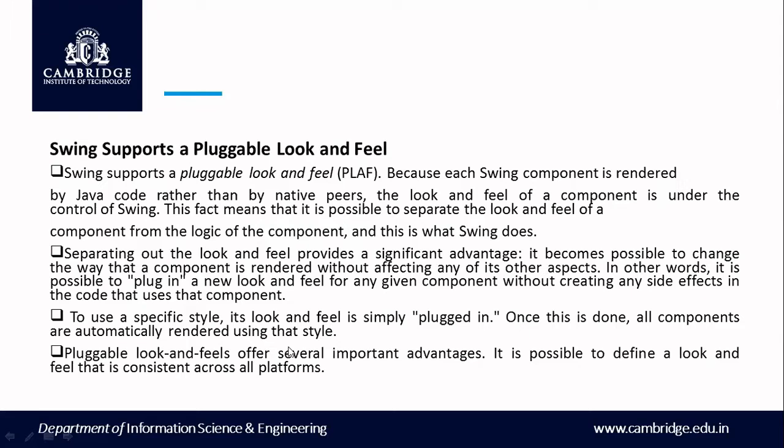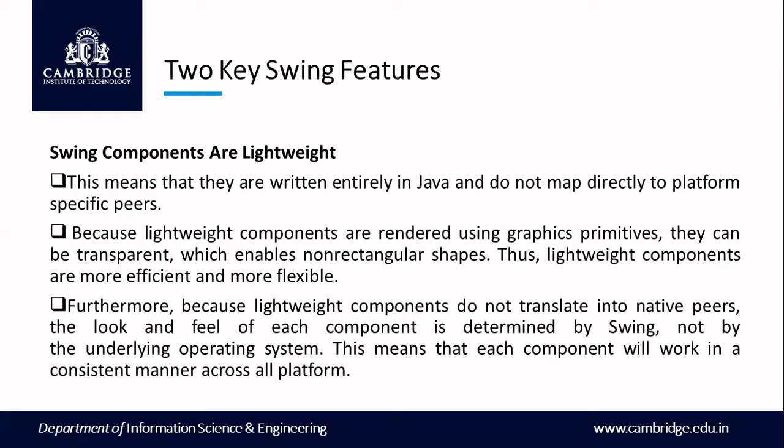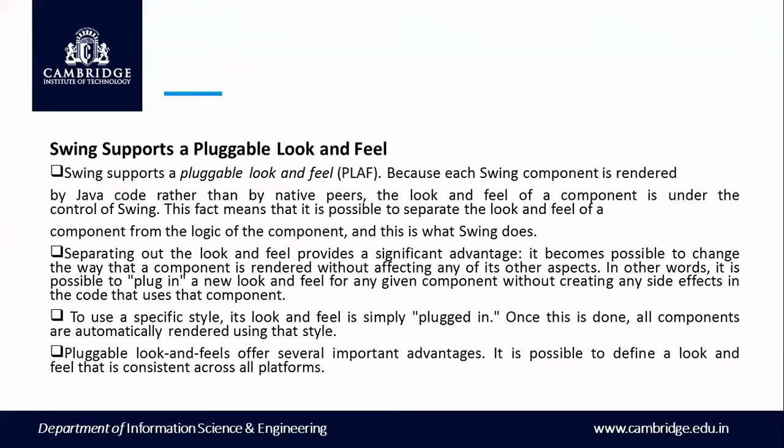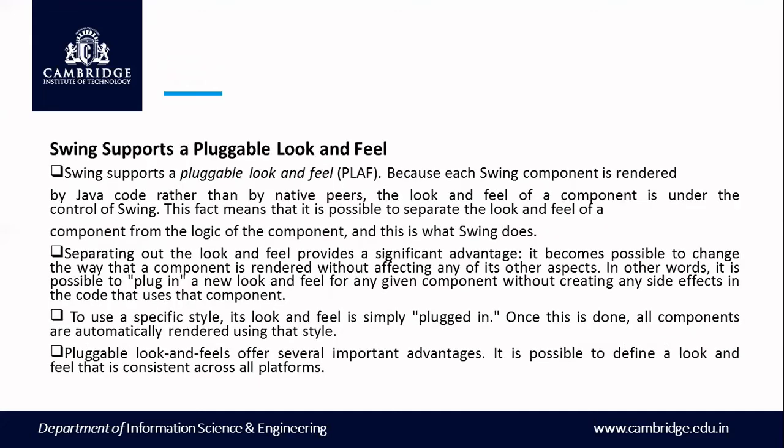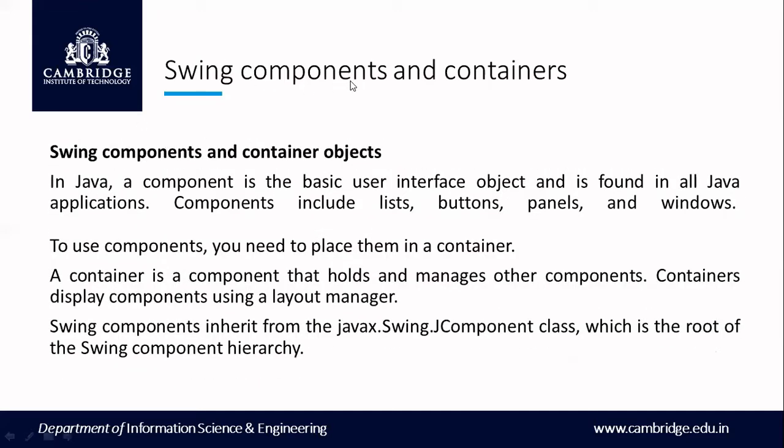So the two Swing key features are, first one is Swing components are lightweight. The second one is Swing supports a pluggable look and feel. So these are the two key Swing features. Next, we can see the meaning of two words. One is Swing components and Swing container. So these two are very important because our program is going to be based on what is a component, what is a container. Inside a container, what are the components you are going to add.